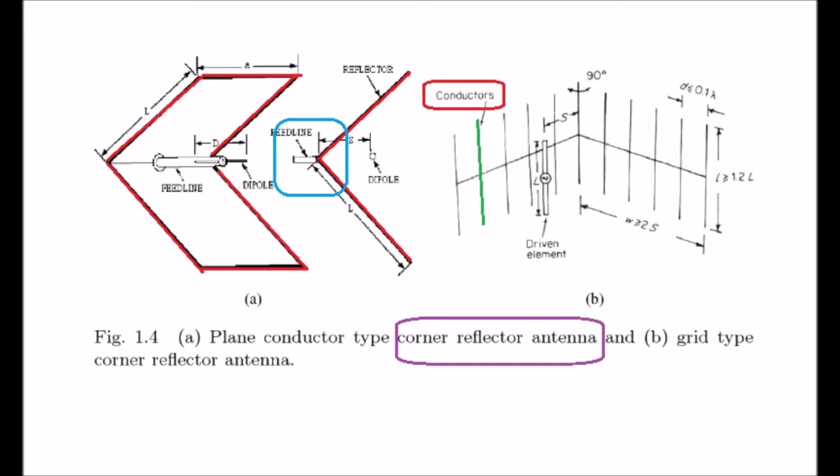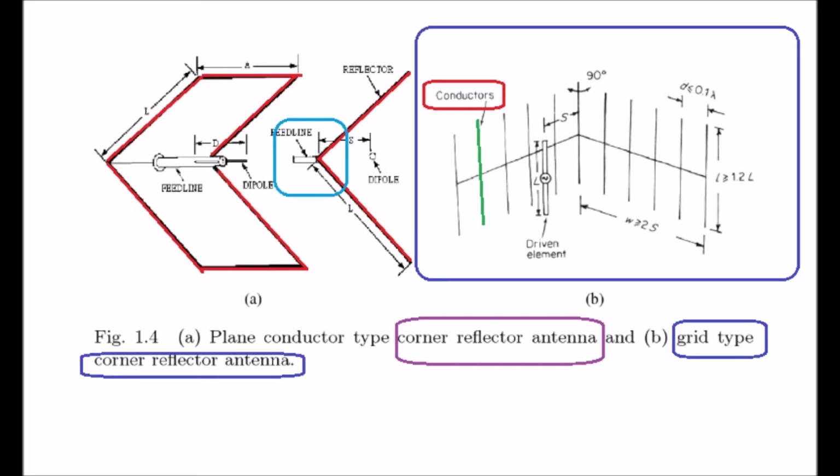The corner reflector has the limitation that even if the sides are infinite in extent, there is an upper limit to the directiveness of the resultant radiation. To reduce wind resistance, the reflecting metal sheets are replaced by conducting rods, resulting in a grid-type corner reflector antenna.